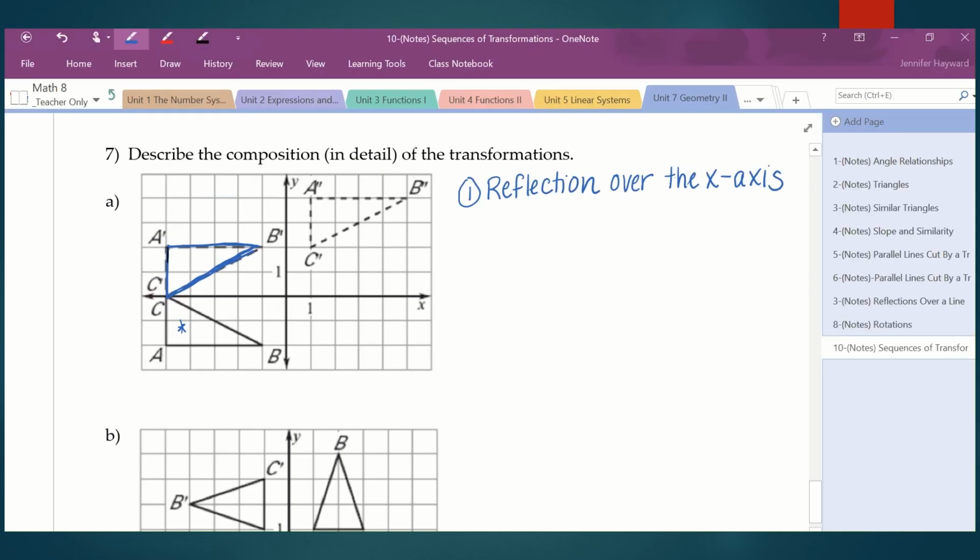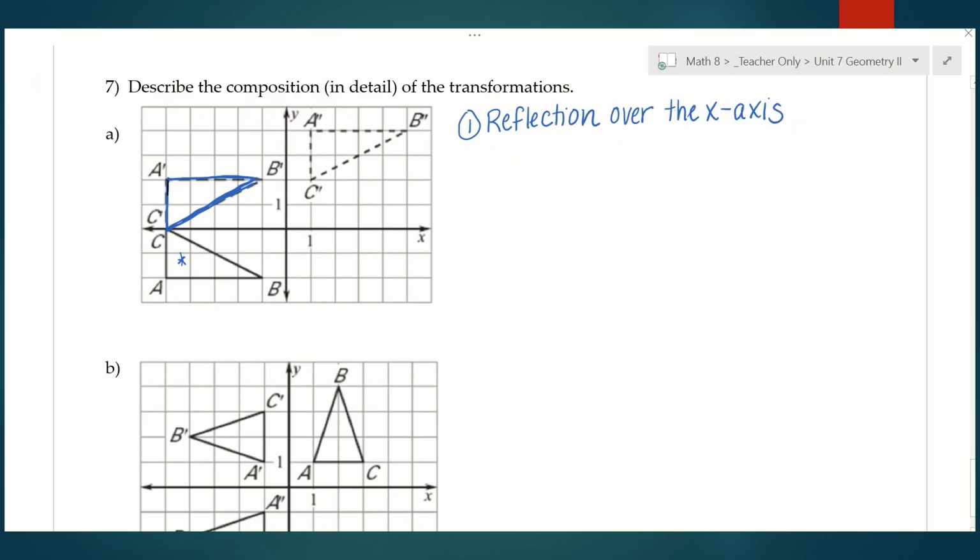Then we're going to ask, how did A prime, B prime, C prime turn into A double prime, B double prime, C double prime? Just look at that for a second. Hopefully you're thinking that it was a slide, which is a translation. It definitely wasn't turned, the size didn't change, and it wasn't reflected, so translation would be our last option there.